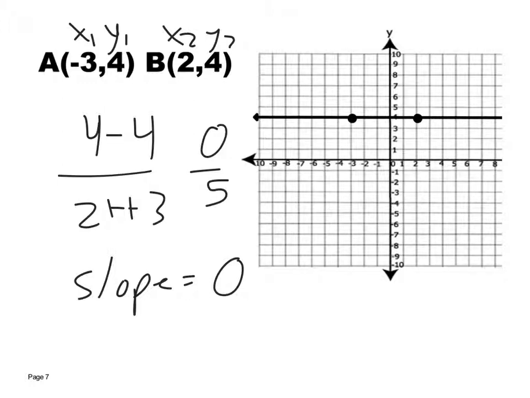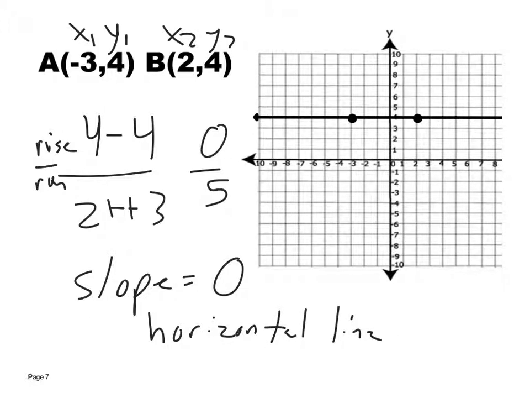If 0 is on top, it is a slope of 0, which you can see, this is what this looks like. Because rise was 0, does it go up or down? Does this line go up or down? No, it just goes straight across. This is a horizontal line. Horizontal lines have a slope of 0.